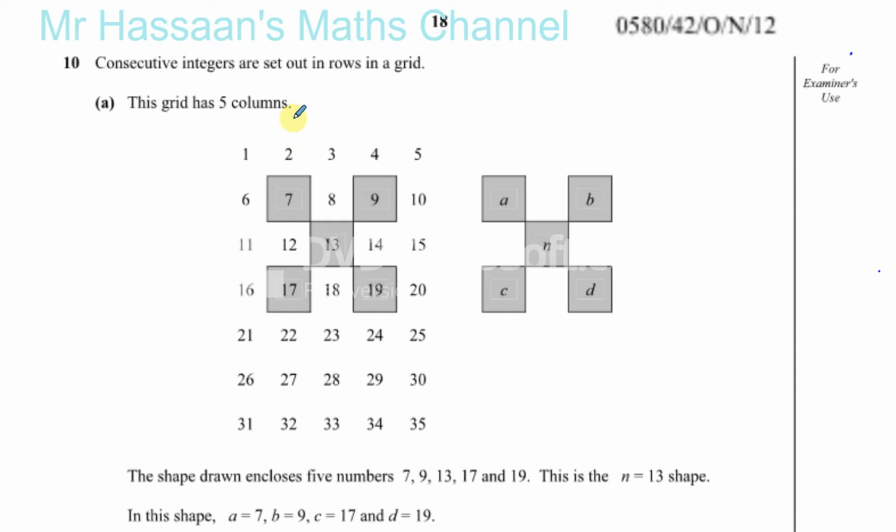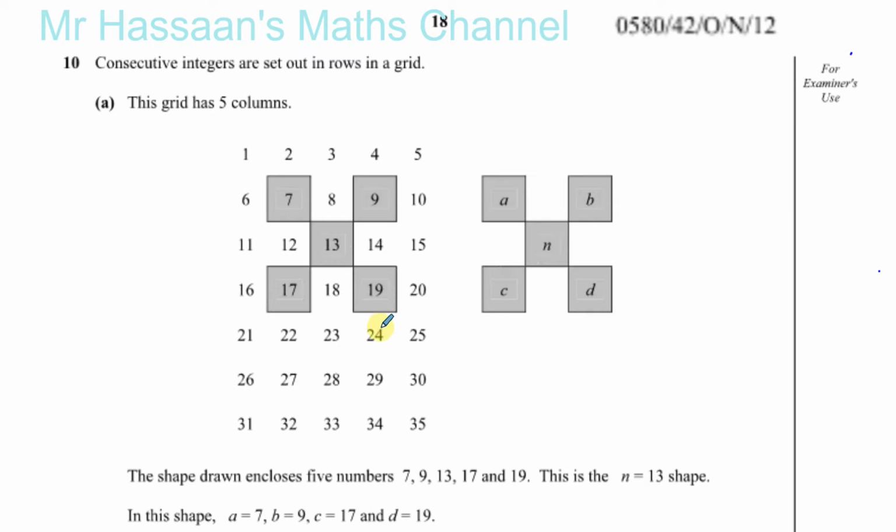Anyway, we're told that consecutive integers are set out in rows in a grid. So 1, 2, 3, 4, 5, and this particular one stops at 5, then it starts the next row 6, 7, 8, 9, 10. So there's 5 columns. So this grid has 5 columns, and there's certain parts of the grid which have been shaded in, in this pattern here, like these 5 squares, and 13 is right in the middle of them. So the shape drawn encloses 5 numbers, 7, 9, 13, 17, and 19.